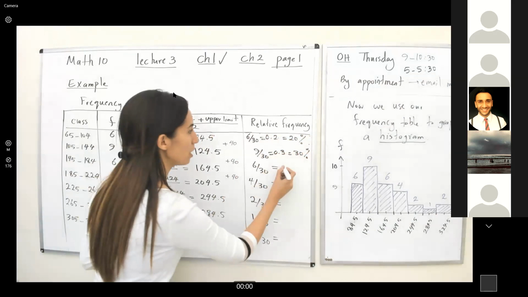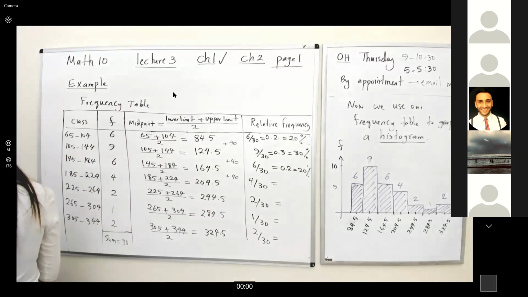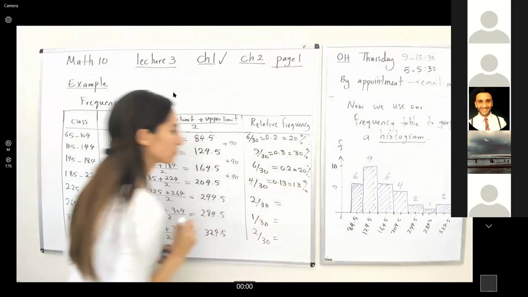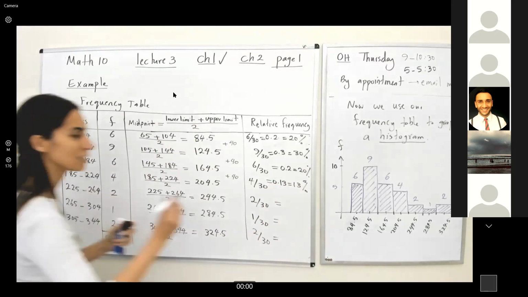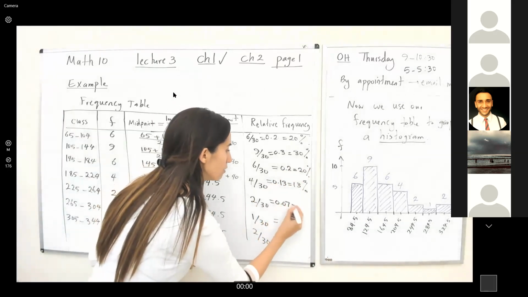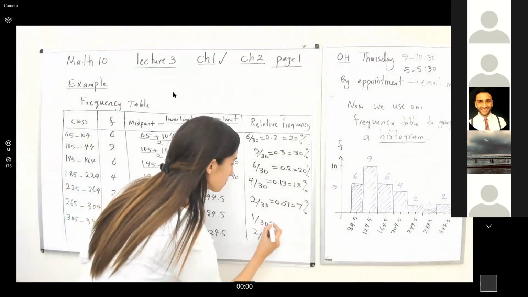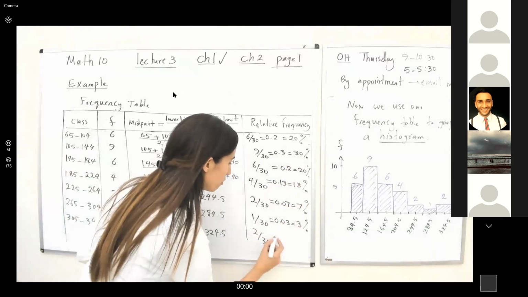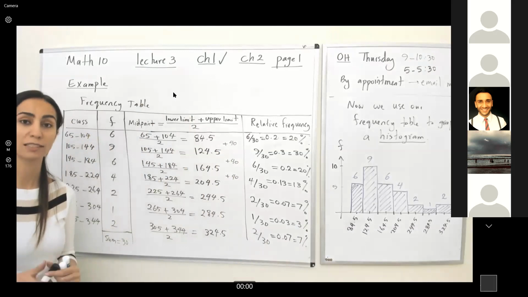6 divided by 30, again you have 20%. Then you have 4 divided by 30, which is, let me see, 13%. So you get 0.13 or 13%. And 2 divided by 30, do we have 2 divided by 30? No, we don't have. So it's going to be 7%. It is 0.07 or 7%. Then you have 1 divided by 30, which is 3%. Then again, you have 2 divided by 30, which is equal to 0.07 or 7% relative frequency.